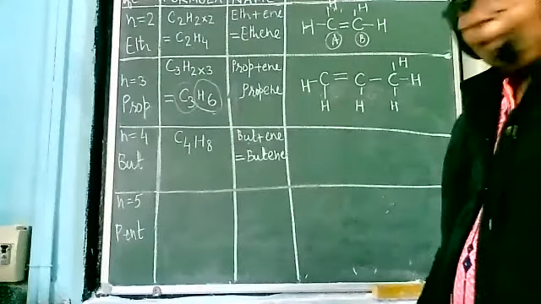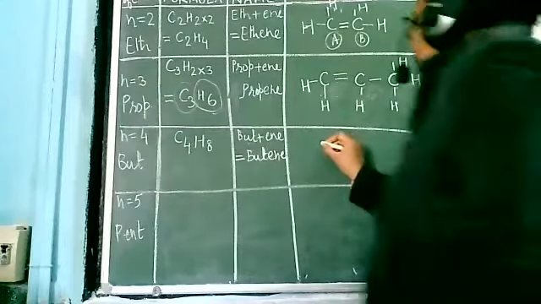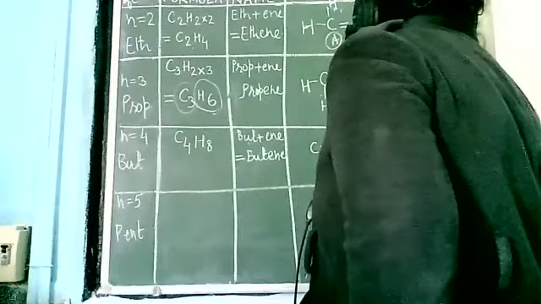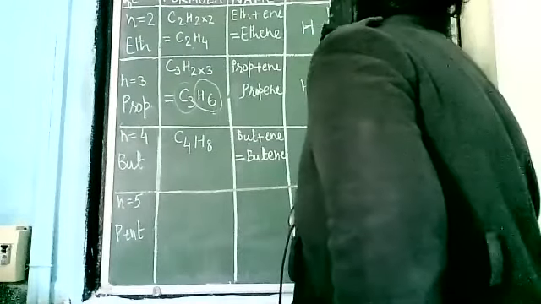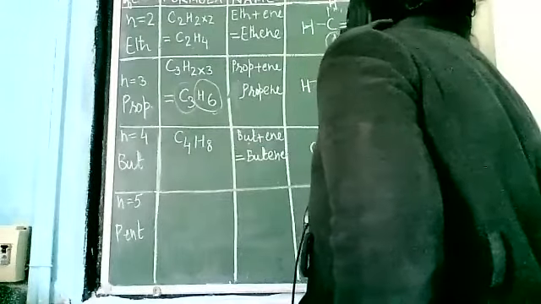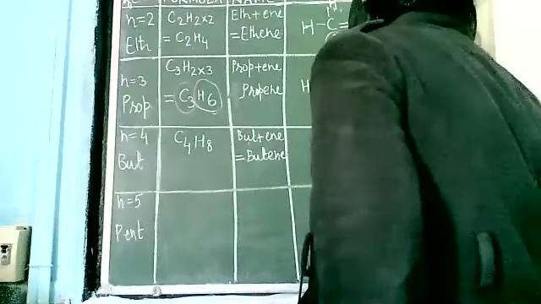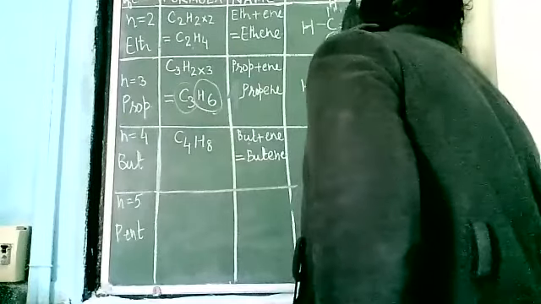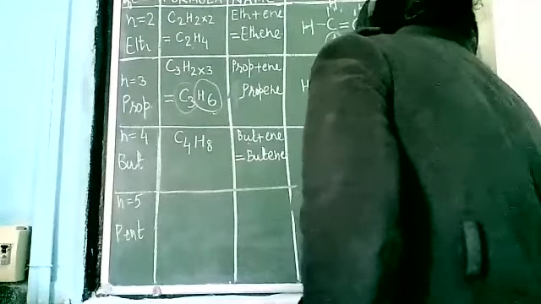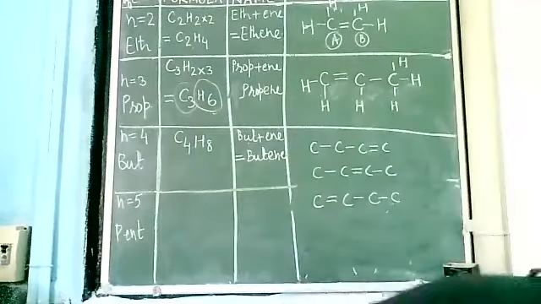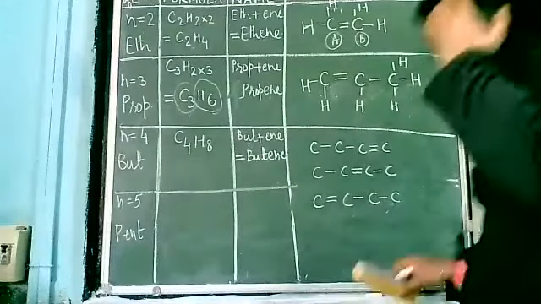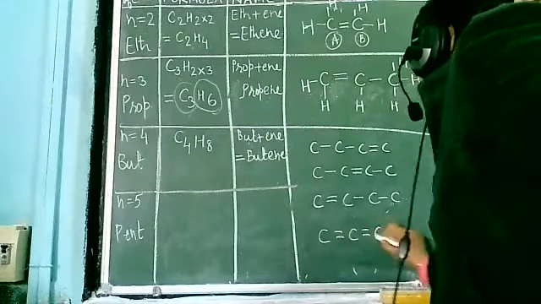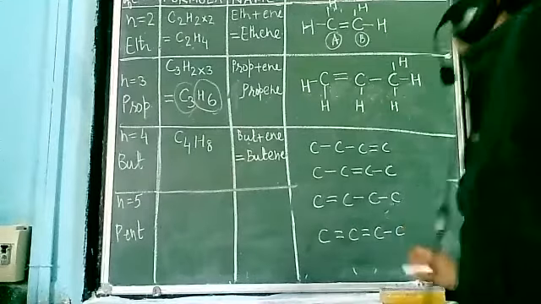Clear? Now, how to write the structural formula? Again, I can write like this. I can write like this also. I can write like this also. I have made one wrong formula. Which is the wrong one? Second. Second one is wrong. Even I can write like this.